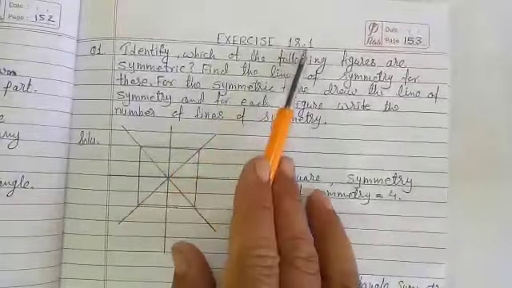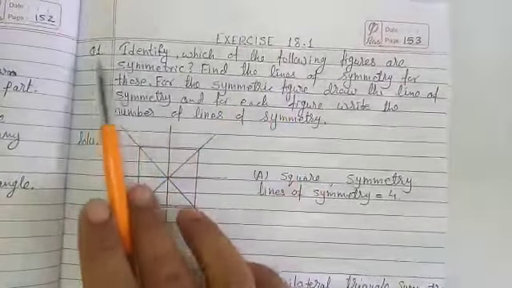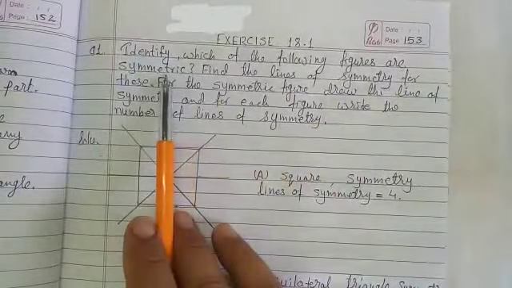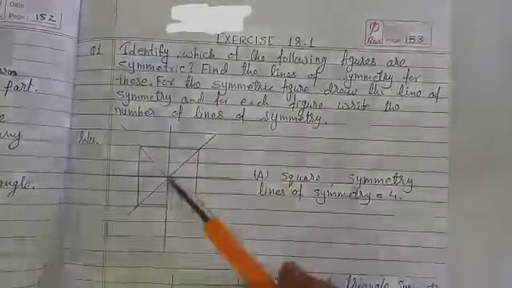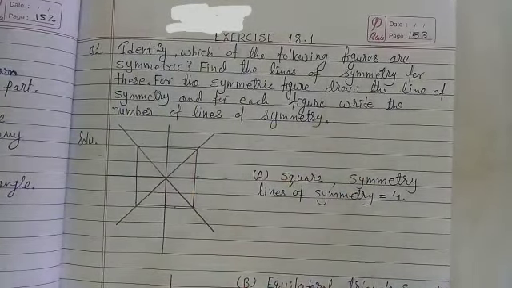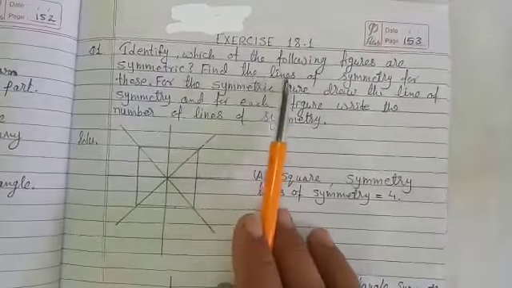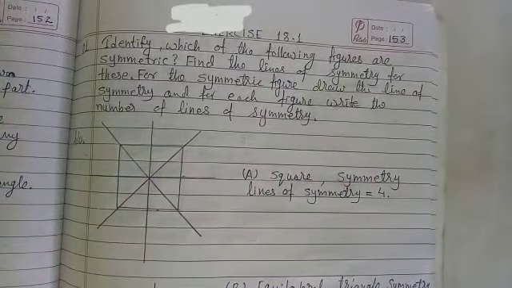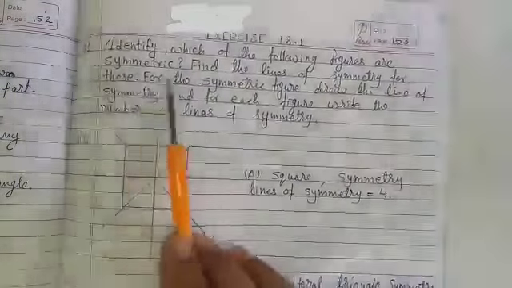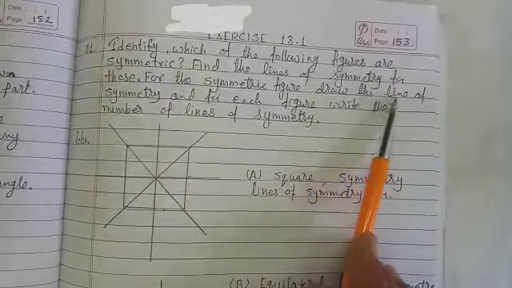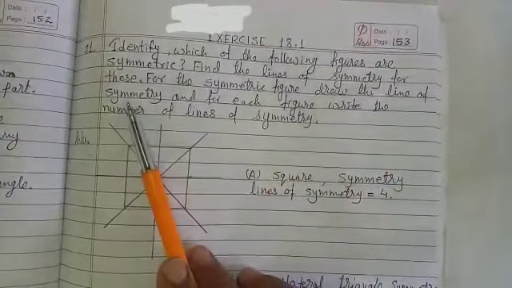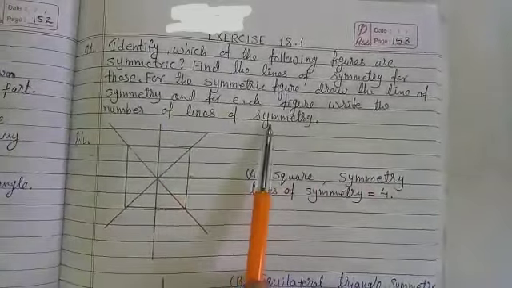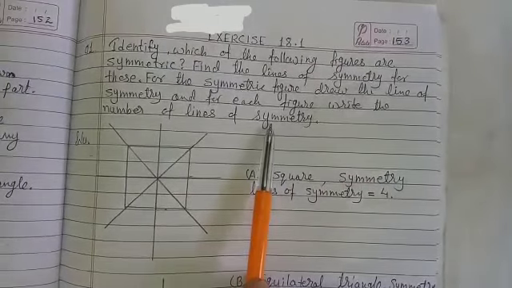Now we will start exercise 18.1. First question: identify which of the following figures are symmetrical. We have to find out which figures are symmetric. Figures are given in your book. I have drawn them in the copy; you have to draw in a similar way. Then find the lines of symmetry for each: one, two, three, or infinite. For a symmetrical figure, draw the line of symmetry, and for each figure write the number of lines of symmetry.